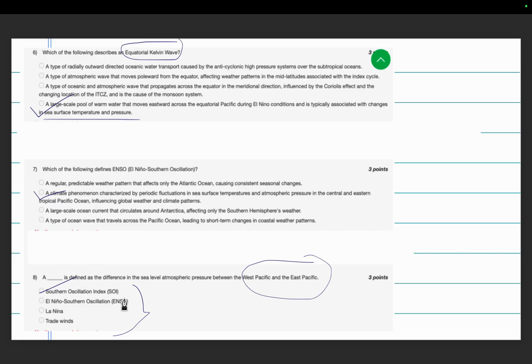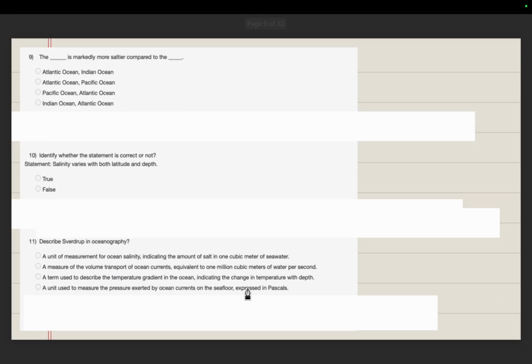Southern Oscillation Index is the atmospheric pressure difference in between Western Pacific and Eastern Pacific. Now question 9. That dash is markedly more salty compared to dash. Which of the oceans are more salty? Atlantic is saltier than Indian Ocean. Atlantic is saltier than the Pacific Ocean. Pacific Ocean is saltier than Atlantic Ocean. Indian Ocean is saltier than the Atlantic Ocean. Option A.